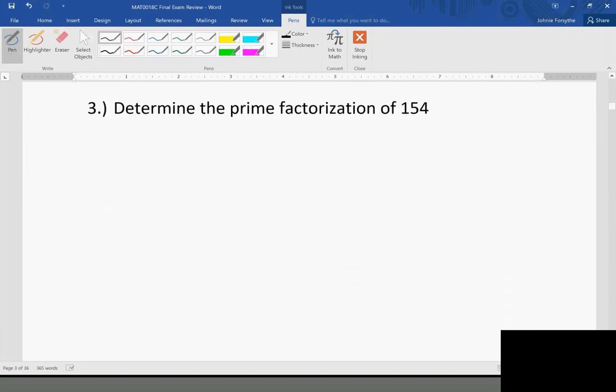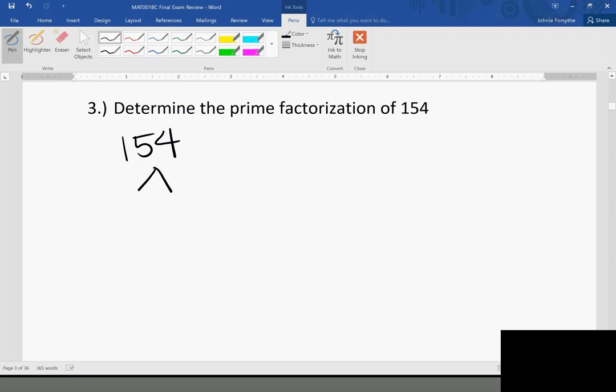Okay, number 3. Determine the prime factorization of 154. So the way that I like to start to find the prime factorization is to do a factor tree. So what a prime factorization is that we're going to write out the product of only powers of prime numbers that will equal up to give us 154. So we're going to start with 154. And I want to think of two numbers that will multiply together to give me 154.